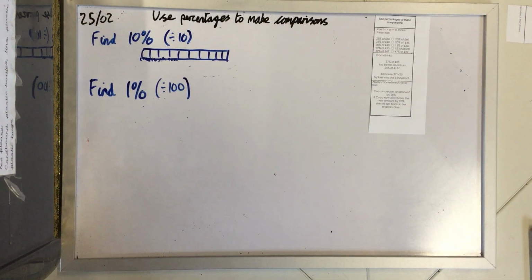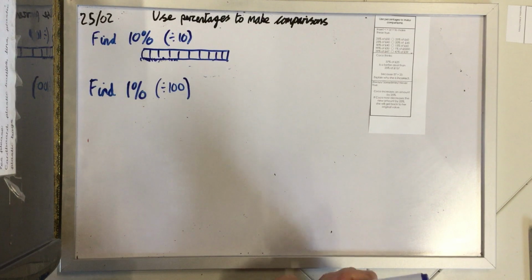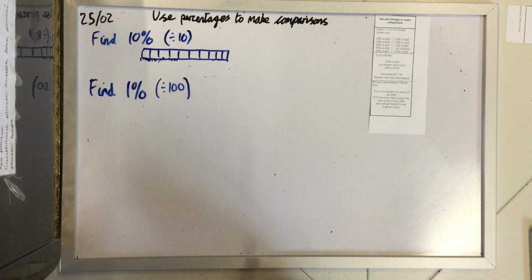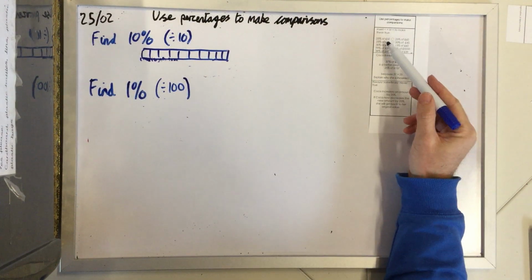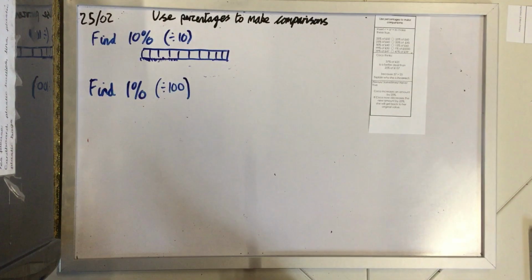Okay, so using percentages to make comparisons, and this builds on all the work we've been doing this week. So finding different percentages, finding 10%, 25%, 50%, and then finding multiples of 5 and 10%, and then finding any percent like we did yesterday. So all you're doing today is finding percentages of amounts, yeah, and then comparing them to a different one.